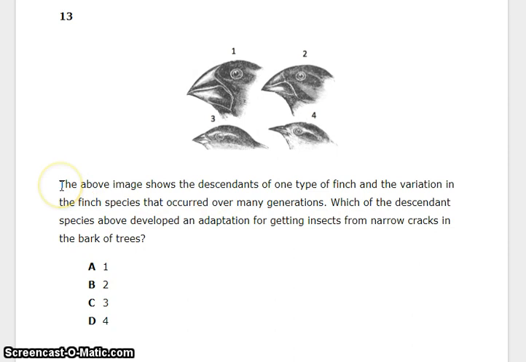Number 13. The above image shows the descendants of one type of finch and the variation in the finch species that occurred over many generations. Which of the descendant species above developed an adaptation for getting insects from narrow cracks in the bark of trees? A, 1. B, 2. C, 3. D, 4.